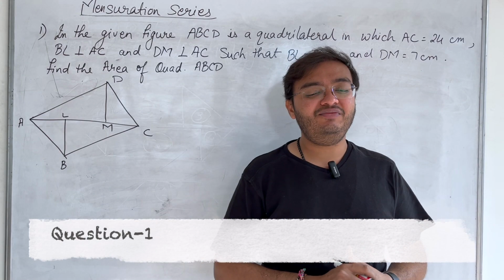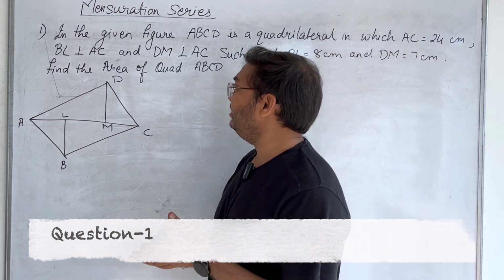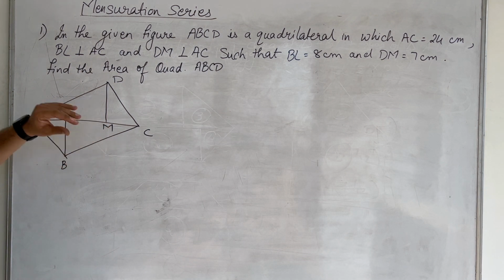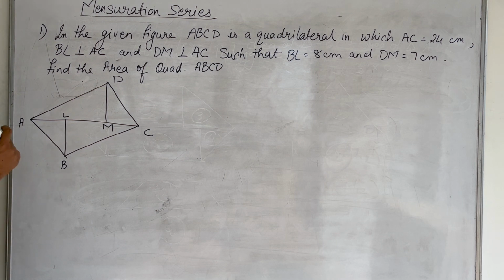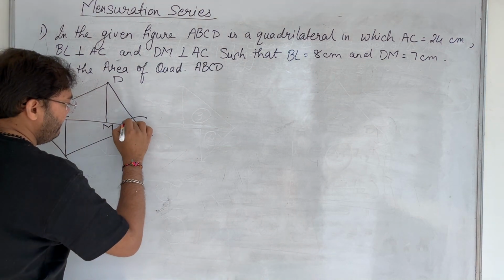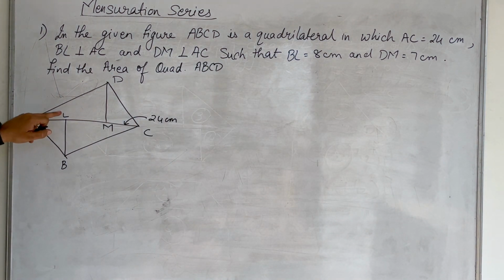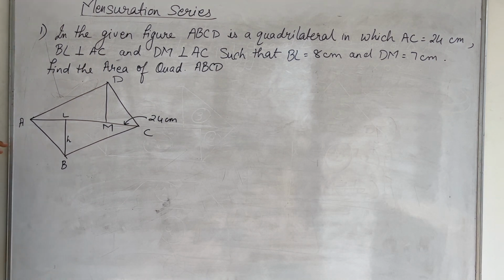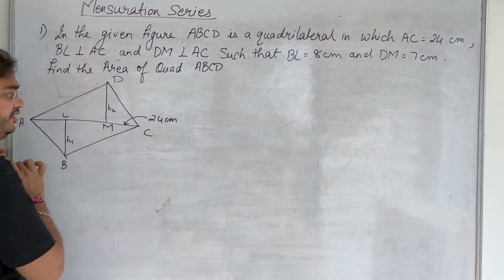So here we are with the first question of our video 2. Let's see what's there in the given figure. ABCD is a quadrilateral, a 4-sided figure. It's irregular, where AC is 24 centimeter. That means this line AC is 24 centimeter. Then BL is perpendicular to AC, that means this is the height. DM is perpendicular to AC, that means this is also a height. Let us consider this as height 1 and this as height 2.